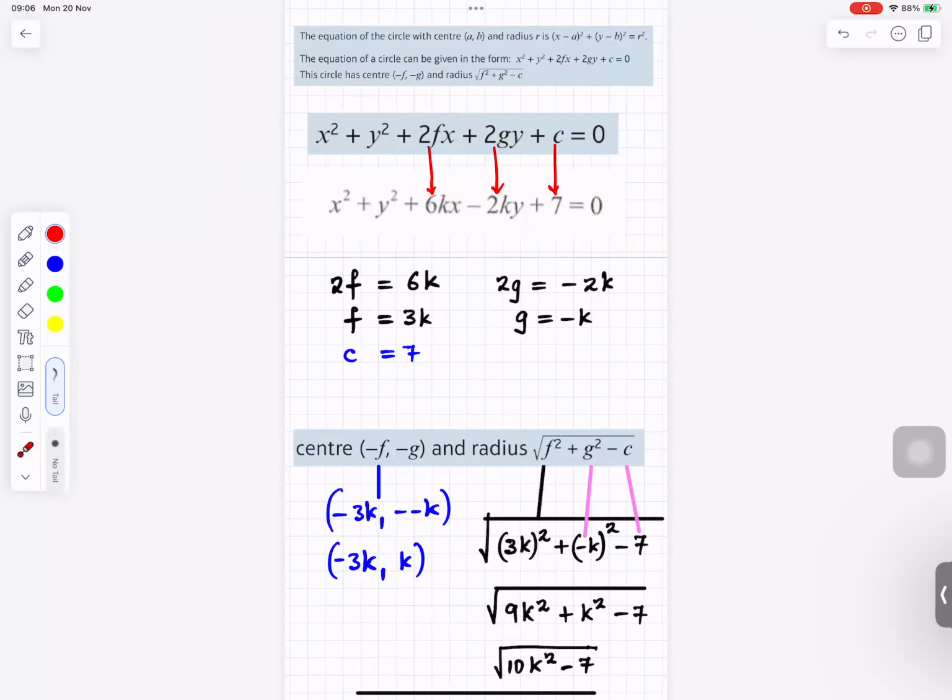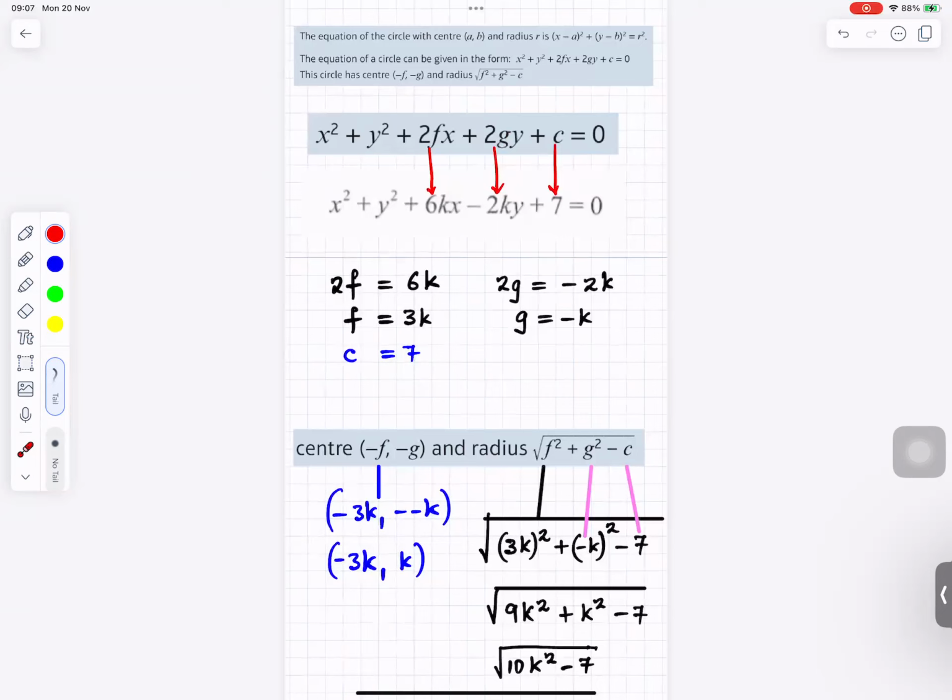So now, the center is minus f, minus g. You have to have memorized this. Minus f, minus g, that will give you minus 3k, because f is 3k, so minus f is minus 3k. G is minus k, so minus g is plus k. So that's your answer for the center.